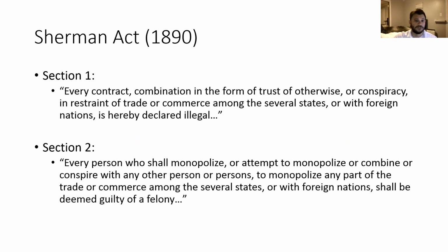What Section 2 does is it not only makes monopolizing illegal, but it makes it a felony. Every person who shall monopolize or attempt to monopolize or combine or conspire with any other person or persons to monopolize any part of the trade or commerce among the several states or with foreign nations shall be deemed guilty of a felony. Okay, so the Sherman Act, this is pretty serious for its time.